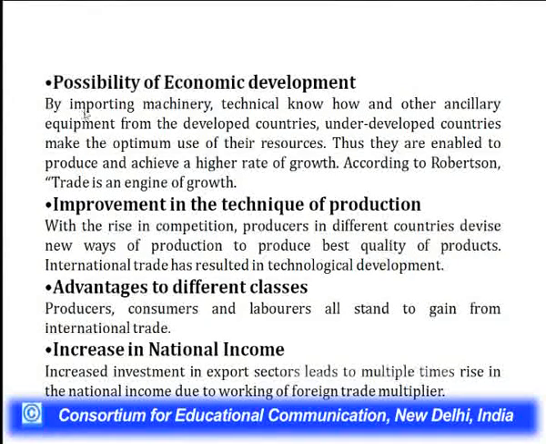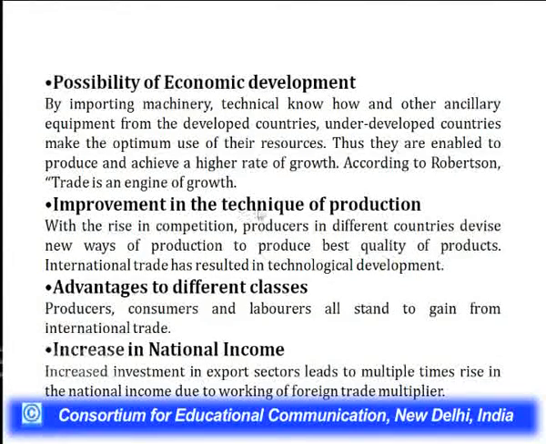Possibility of economic development by importing machinery, technical know-how and other ancillary equipment from the developed countries. Underdeveloped countries make the optimum use of their resources. Thus, they are enabled to produce and achieve a higher rate of growth. According to Robertson, trade is an engine of growth.